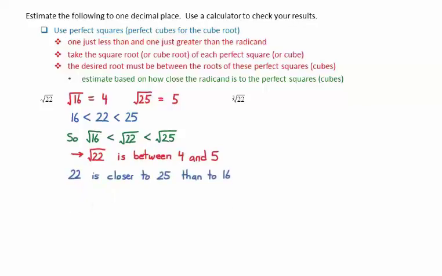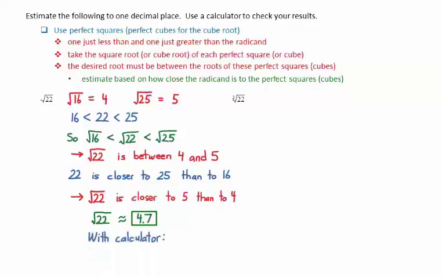However, we also know that 22 is closer to 25 than it is to 16. This means that the square root of 22 is closer to 5 than it is to 4. We can then estimate the square root of 22 as approximately 4.7. With a calculator, when we substitute this in, we get 4.690, pretty close to our estimate of 4.7.